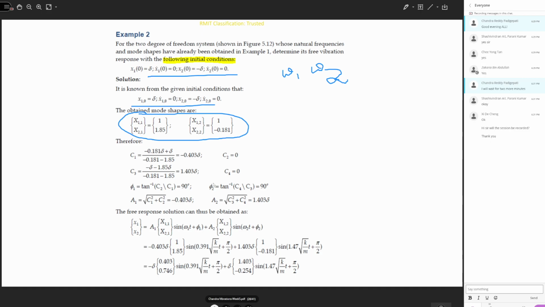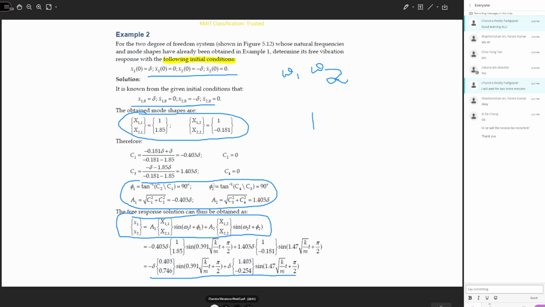So then we use the equations in the earlier slide. We calculate C1, C2, C3, C4. Then we calculate A1, A2, phi1, phi2. These values we substitute in this expression, and if possible, we simplify. So the final response is given in simplified format like this. Whatever the system may be, the analysis follows like this.